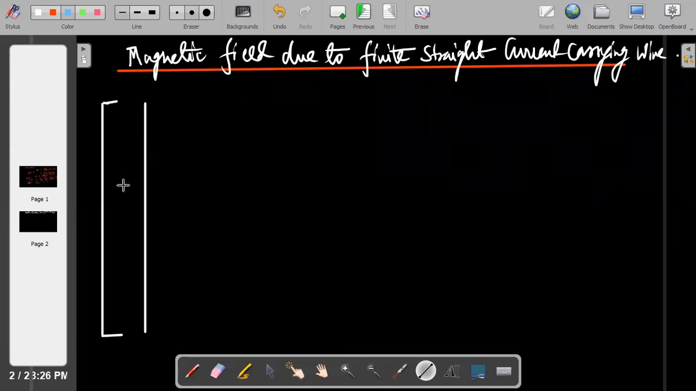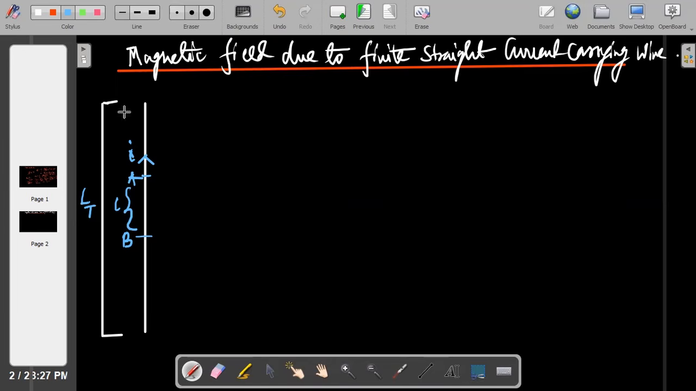Let's say the current I is flowing here, small I, right? This length of the wire, the total length is L of t. Now we are taking 2 points, one is A and another one is B. Minutely follow. The length of this small segment we are taking as small L.